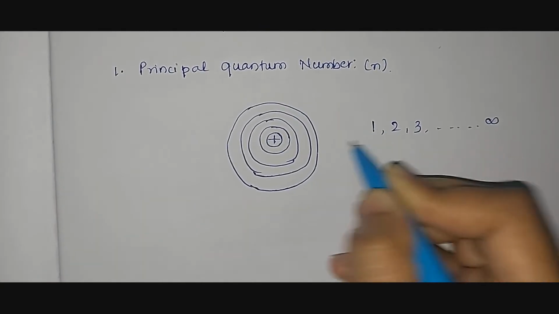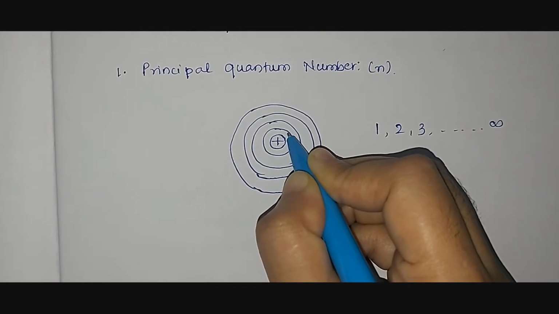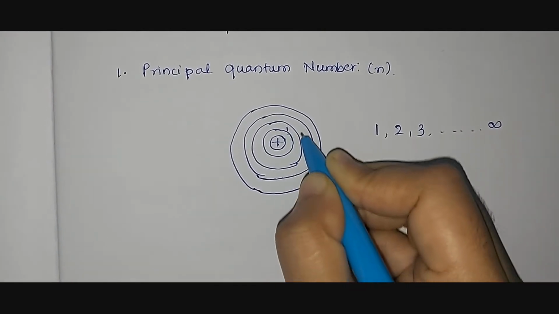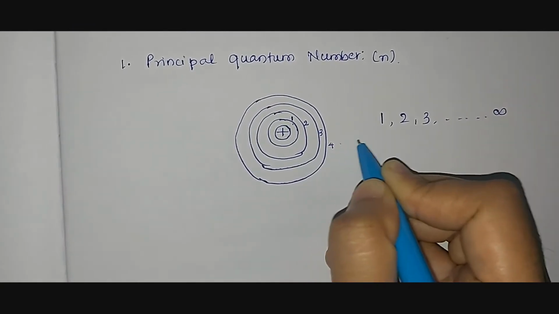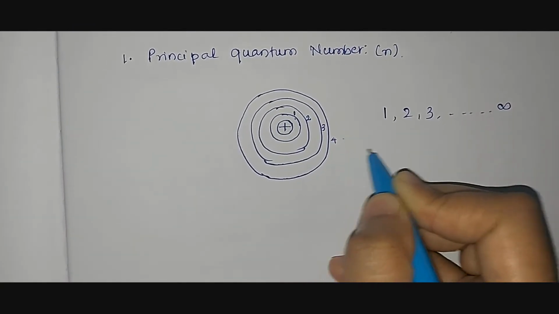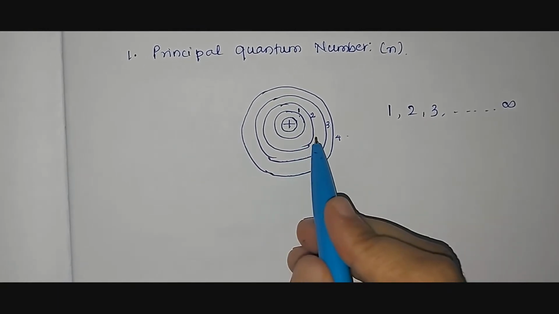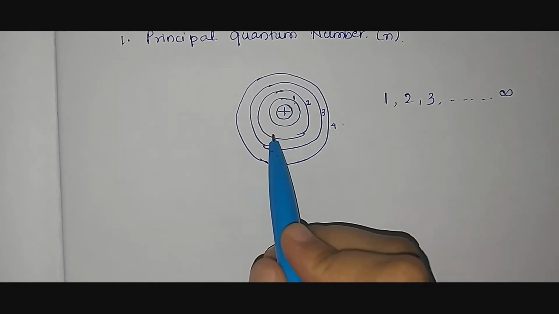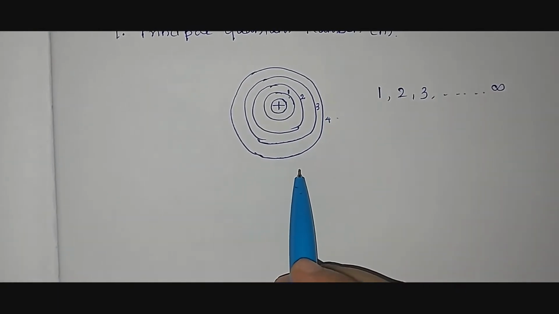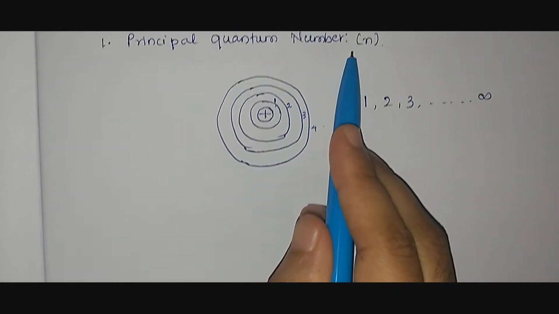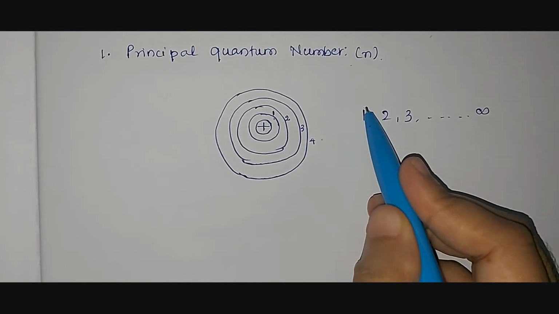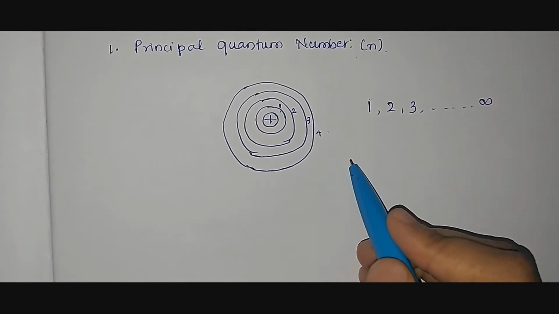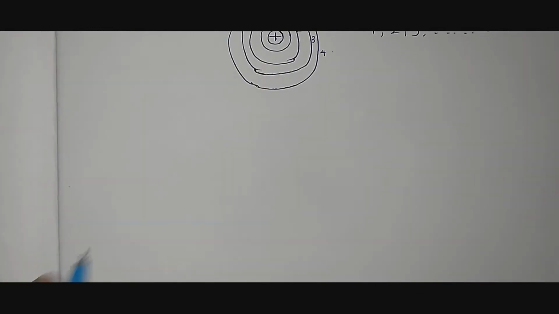So the first shell, next to the nucleus itself, is the first shell, next to the first shell is the second, third, fourth, and so on. The number of shells goes on increasing. As the number of shells increases, the size of the atom also increases. So this principal quantum number just tells you the shell of the electron, in which shell the electron might be present. Let us go to the second quantum number.